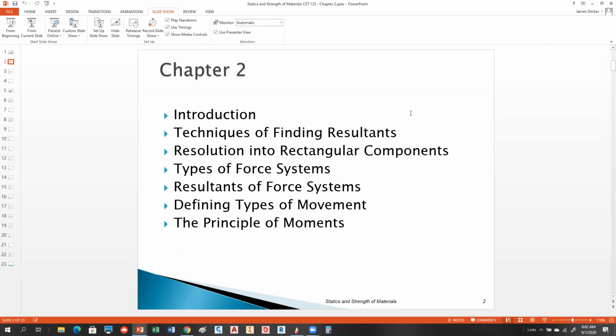Okay, so in chapter 2, we started talking about forces. We started talking about finding resultants, and we got into rectangular components. So we're going to pick up and talk about force systems, and then we're going to look at moments, and then ultimately we'll look at non-concurrent force systems. So that'll finish this out.